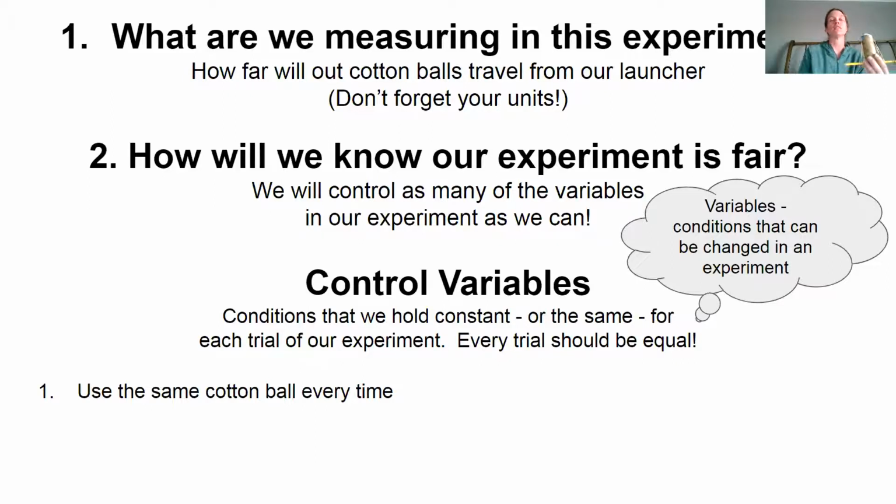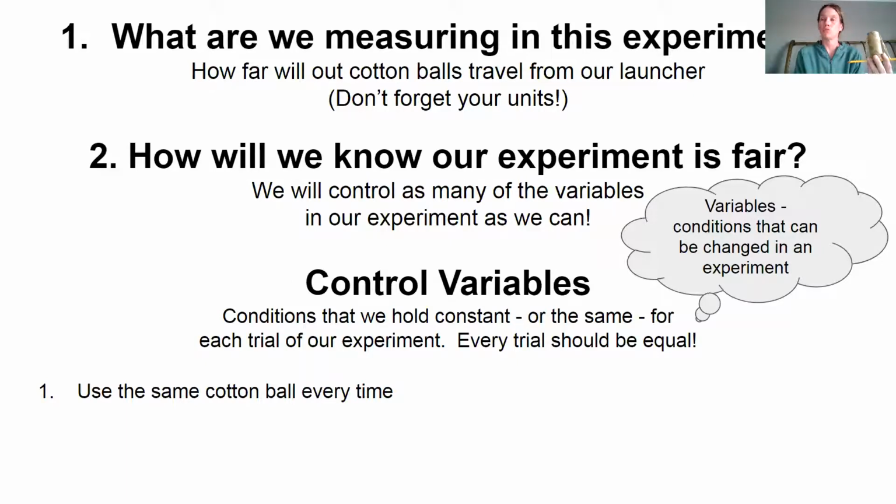So I'm going to give you an example right now. One of the variables that we can control in our experiment is that we can use the same cotton ball every single time we do the experiment, because there is a chance that some cotton balls are bigger than others. Maybe some are more condensed than others. Maybe some are very fluffy. And this would affect how far the cotton ball could travel.